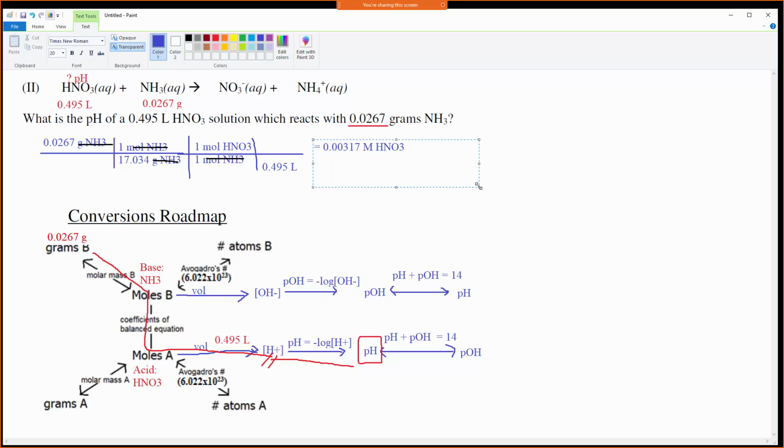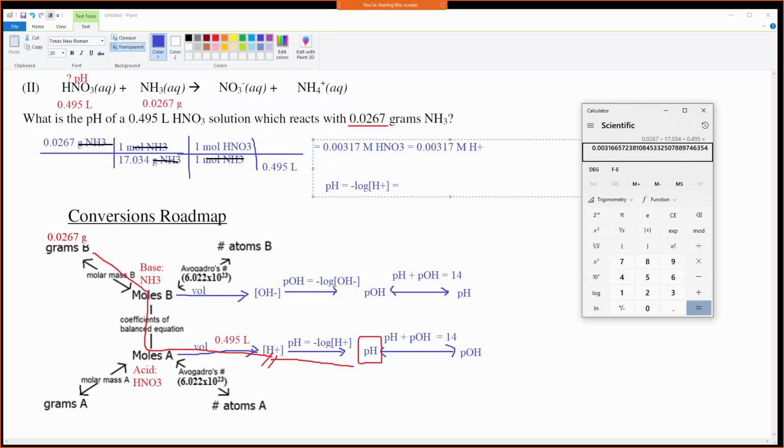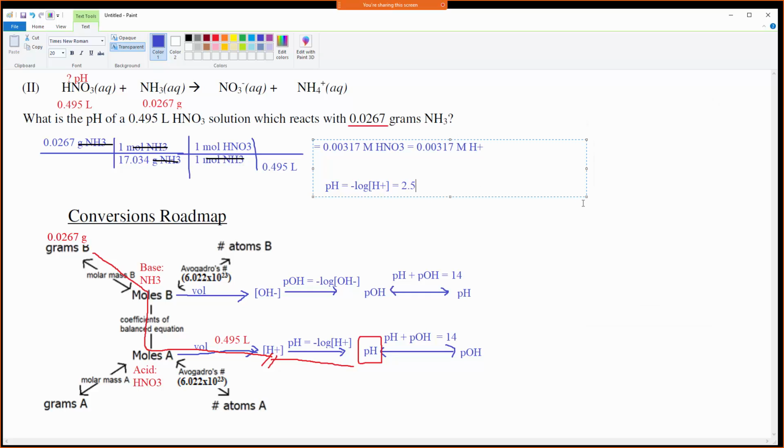molar HNO3 solution. And because this is a strong acid, it dissociates completely. We know every 1 mole of HNO3 is going to give me 1 mole of H+. So that gives me 0.00317 molar H+ solution. And then we can plug that into pH equals the minus log of that H+. So the minus log of 0.00317 is about 2.5. Sarah's exactly right.